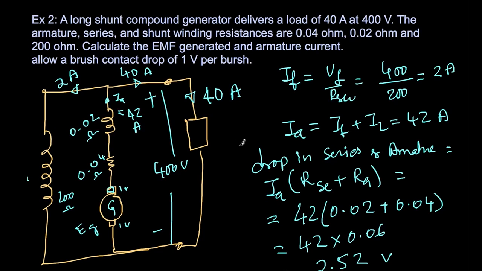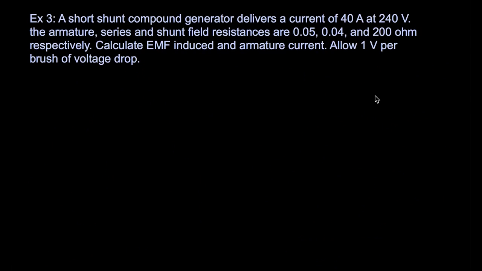So let's look at more examples. Now let's look at this problem. This is the third example. A short shunt compound generator delivers a current. Again, it will be nice to begin the solution by making a diagram. You can always pause the video, take 5 minutes to attempt the problem, and then compare your results with the results which I get.